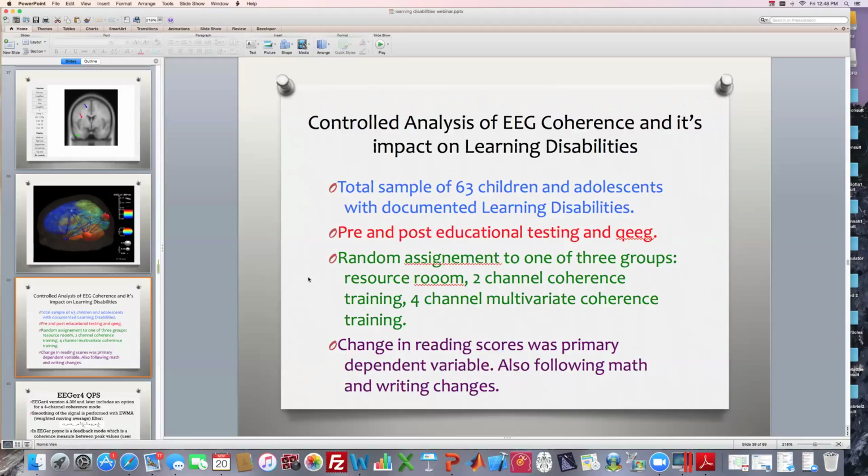We've already talked about two of the groups, the resource room and the two-channel coherence training group. Now we've added a third group, in which we did four-channel, what we call multivariate coherence training, and I'm going to explain what that means. And then, of course, we measured the changes in reading scores as the primary dependent variable. In this last group, we also followed math and writing changes, which we had not studied previously.